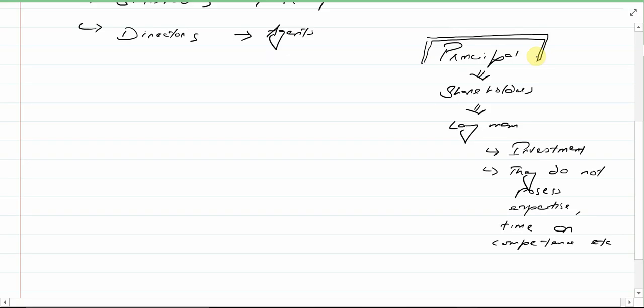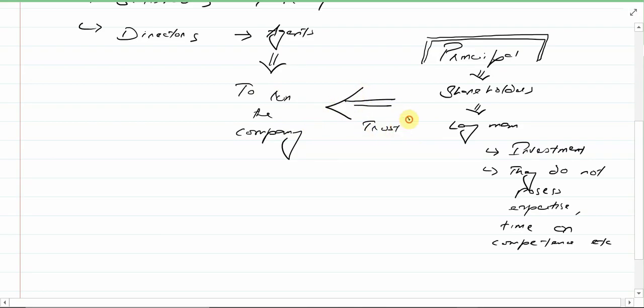You will see many people around you who have the money, the investment, and are rich from their family background, but they do not have the expertise, the qualification, or the time to manage their own company. So what they are going to do is hire the directors, the agents, to run the company. The shareholders are going to trust the directors, and they will give their investment to the directors to run the company on their behalf.